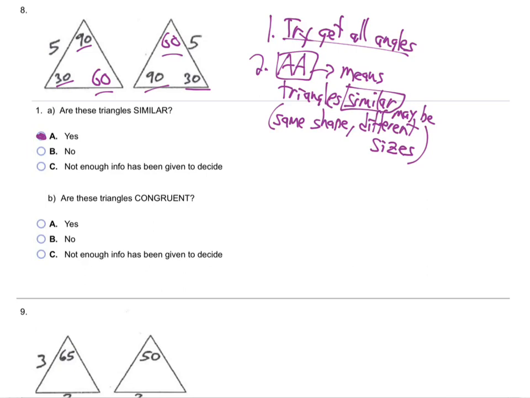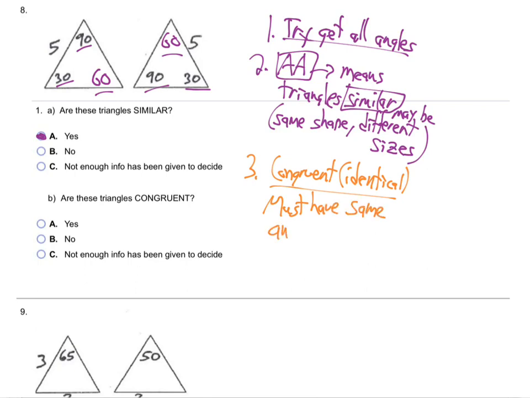Now, what does it take to prove that these are congruent? Well, congruent means identical, so they must have the same angles across from the same sides. So this 5 is across from the 60, and this 5 is across from the 90. That's different. So no, those triangles are not congruent. They're not identical because they don't have the same sides across from the same angles.